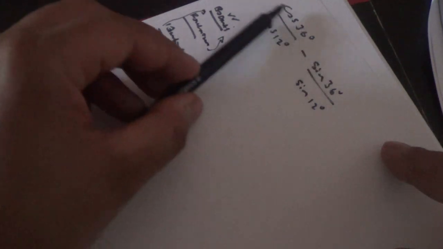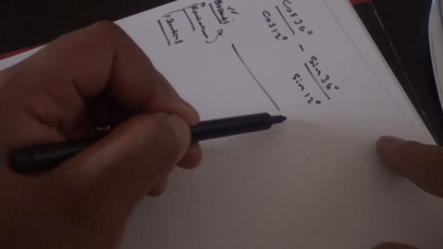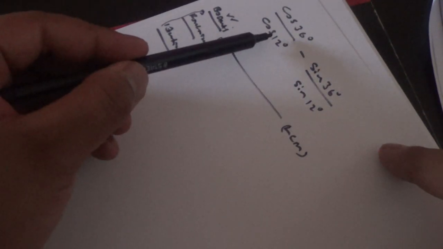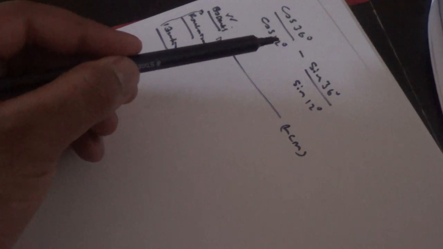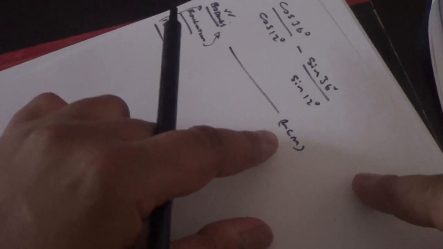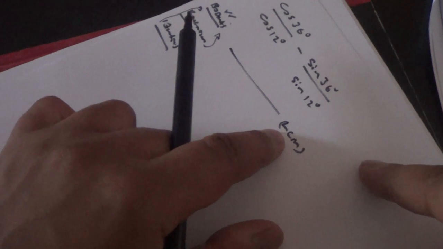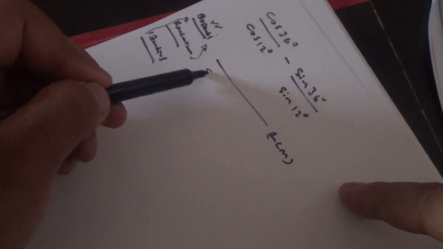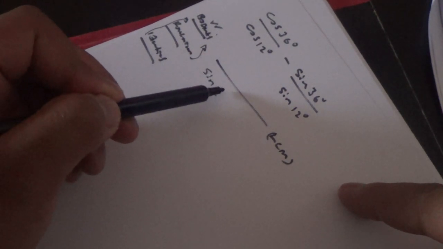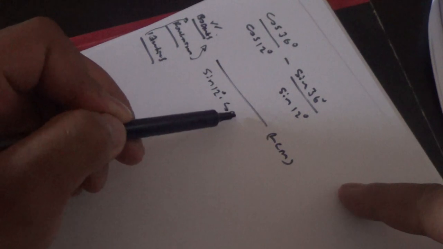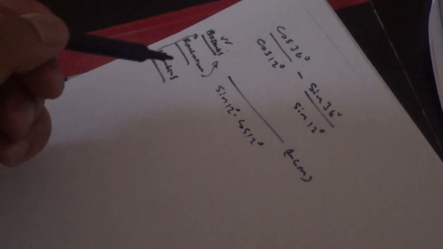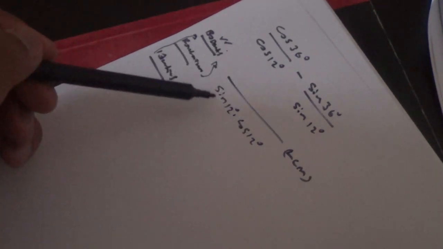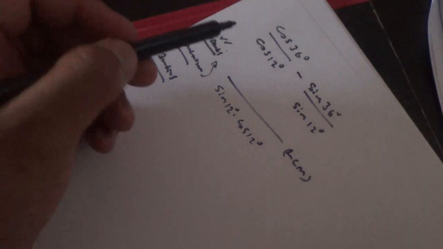So here we can see there's nothing we can do but look for an LCM because there's no common denominator. Sine 12 is not the same as cos 12. So we need a common denominator, a lowest common multiple, and that we get by multiplying these two. So we get here sine 12 degrees multiplied by cos 12 degrees. Then how do you deal with this one? You take this and divide by that denominator, and then the cos 12 cancels out. You remain with sine 12. You multiply that to the numerator.